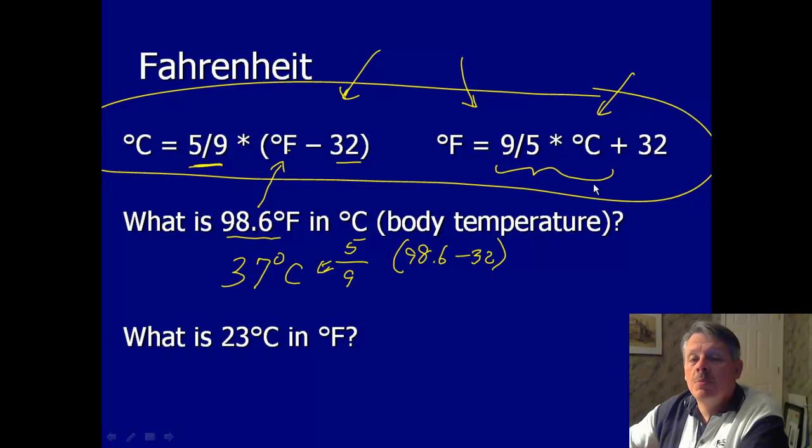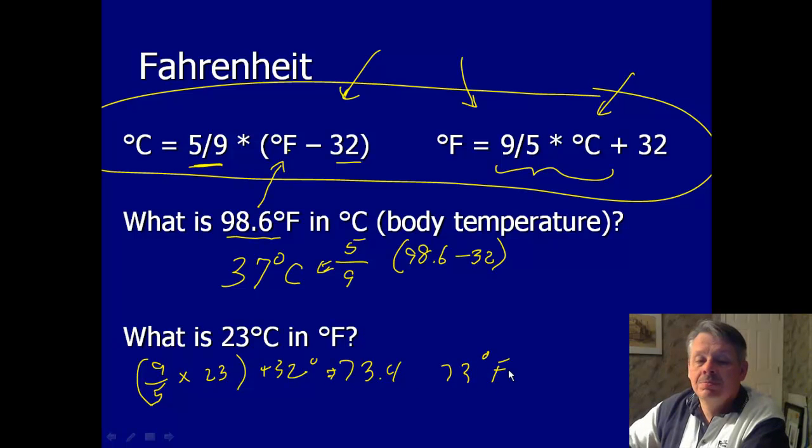Right, order of operations says you do this first. So I take 9 divided by 5, that's 1.8. I multiply by 23. And then when I'm all done with that, I add 32 degrees. Right, and my answer is going to be 73.4, or if you want sig figs, 73 degrees Fahrenheit. That would be a very comfortable room temperature, wouldn't it?